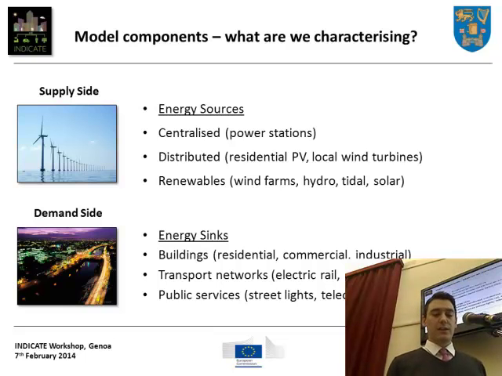So we have the supply side, which is the energy sources. So we're trying to characterise the power stations, distributed energy sources, such as residential photovoltaics and local wind turbines, and also renewable energy sources, such as wind farms, hydroelectric, tidal and solar. Then we're characterising the demand side, so energy sinks, such as buildings, so all buildings, residential, commercial and industrial. Transport networks, such as electric rail, electric vehicles, and also the public services, such as street lighting and telecoms.